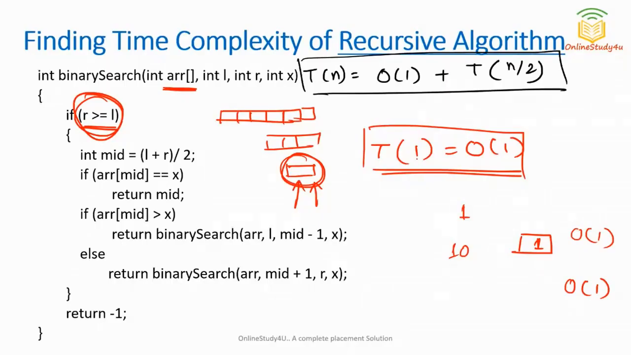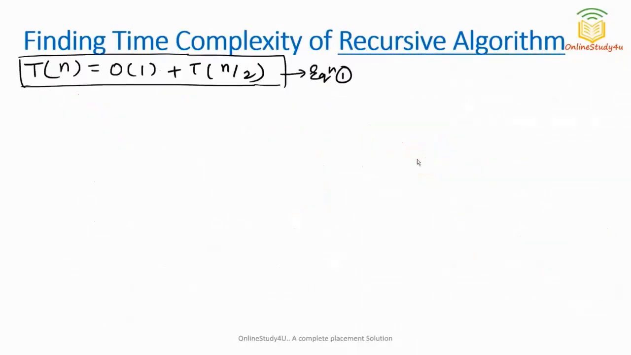Yes, so let us use that same technique. We have the base condition as T of 1 is big O of 1. This we will use later when we get the general expression. So this is the base condition.